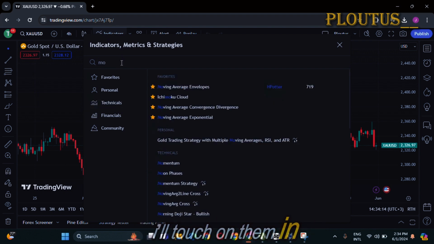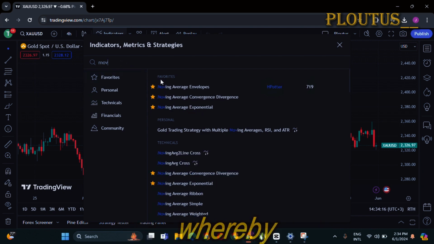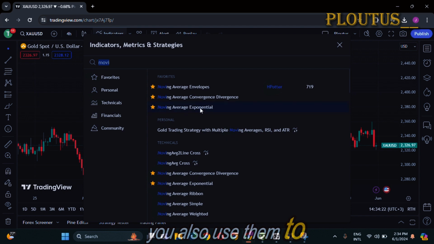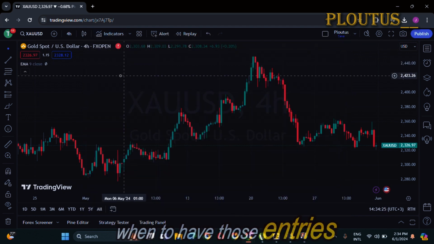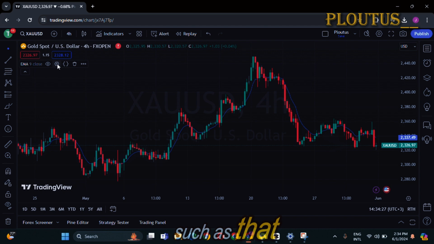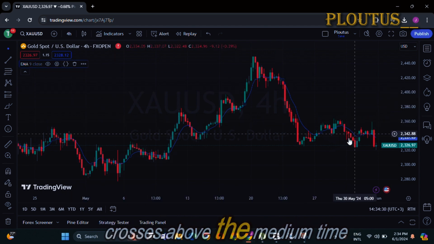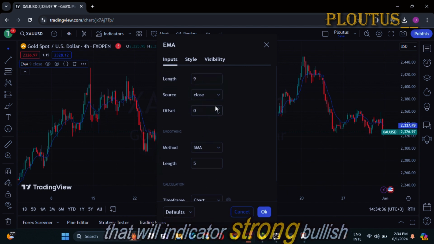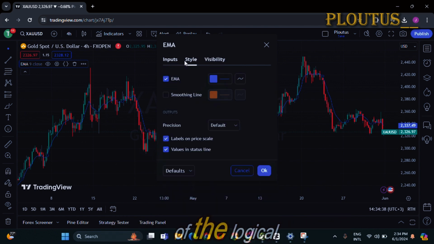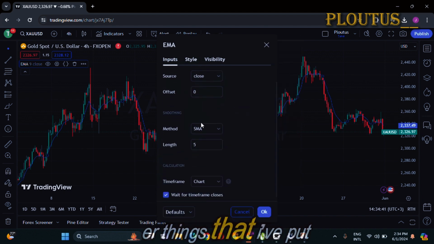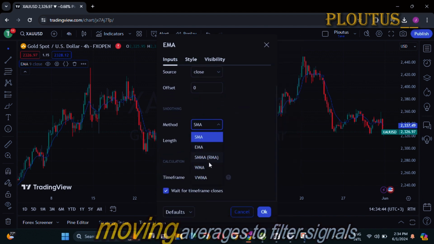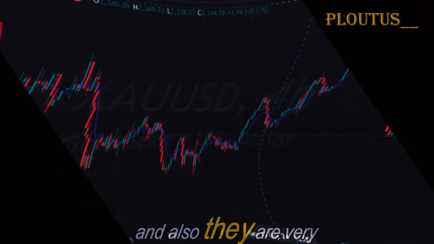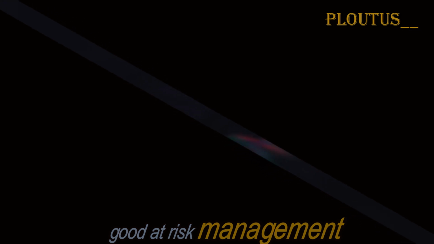I'll touch on them in intensity in another video, whereby you can use the moving averages to confirm trends. You also use them to signify when to have those entries. There are certain strategies such as that if the short-term moving average crosses above the medium-term moving average and both are sloping upwards, that will indicate a strong bullish signal. Those are some of the logic that I've put in the indicator. You can also use the moving averages to filter signals, and then you can incorporate them with the other indicators, and also they are very good at risk management.